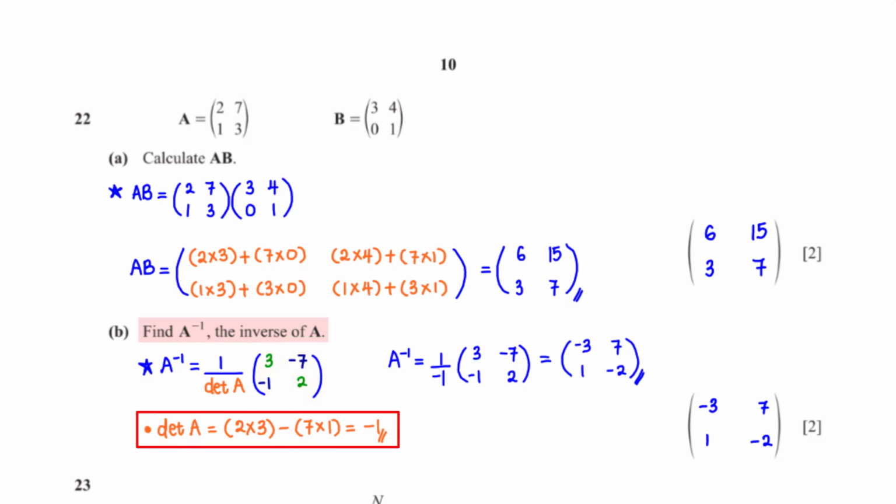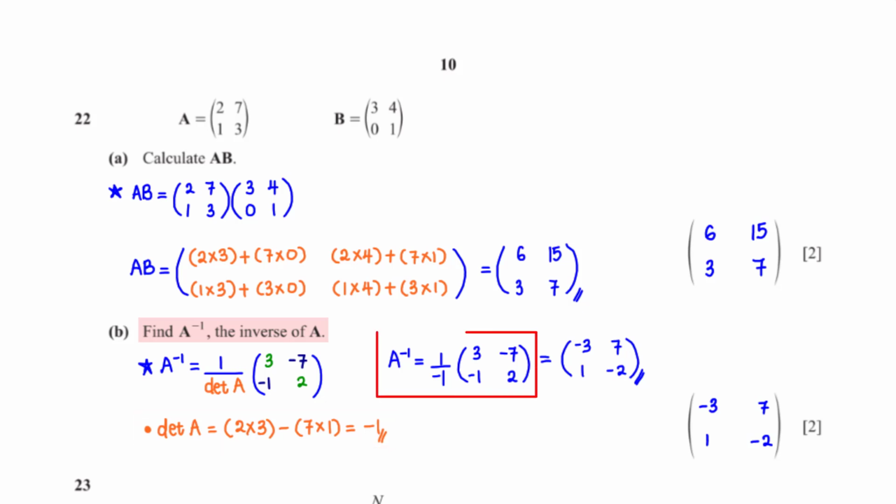To get the determinant of matrix A, we subtract the product of the minor diagonal, which is 7 times 1, from the product of the major diagonal, which is 2 times 3. This gives us -1. So we have 1 divided by -1 times 3, -1, -7, 2. 1 divided by -1 is -1, and so when -1 multiplies all the elements in the matrix, our final answer becomes -3, 1, 7, -2.